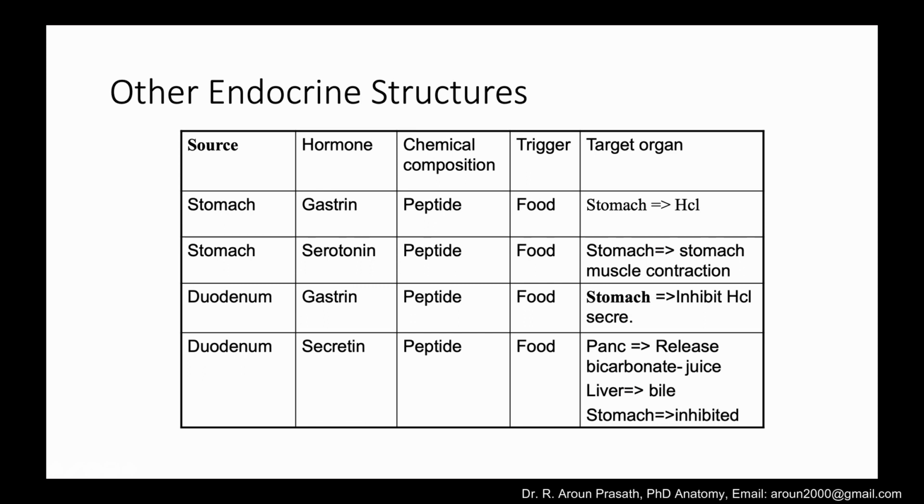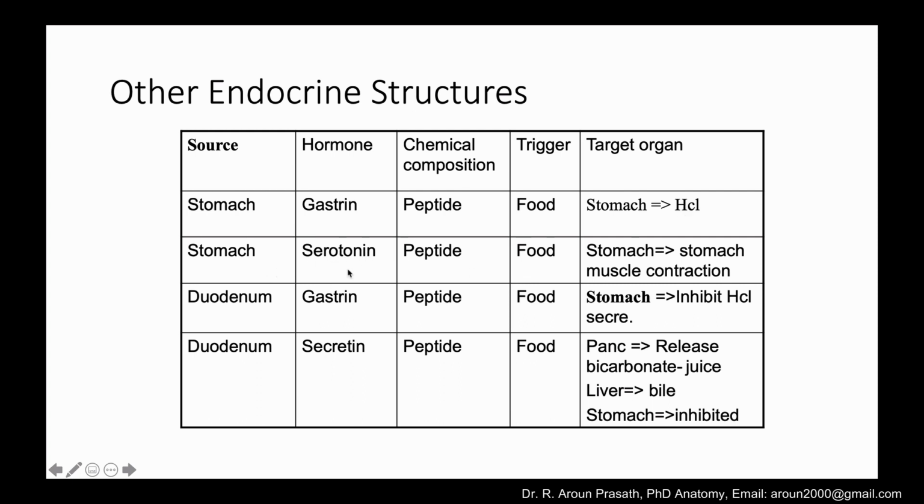Apart from these glands, there are other organs that also produce hormones and act like endocrine glands. We will look at a few of them. One is the stomach, which secretes gastrin into the bloodstream. It is a peptide, and it is triggered by food and causes the stomach to produce hydrochloric acid, which is helpful in the digestion process.